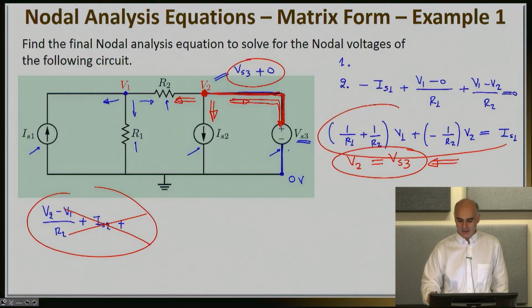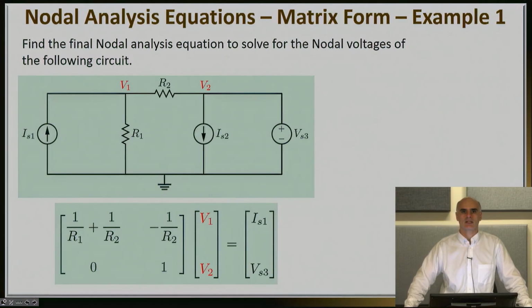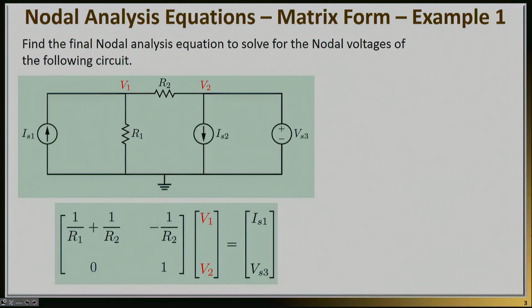So now I'm done. I have this equation for node number 1. I already know the equation for node number 2. They're both written very similar to what I need for my matrix form. And if you put them in a matrix, you will get exactly the equation that you see here. So I'm basically done with my problem. I found and applied nodal analysis for this simple circuit.